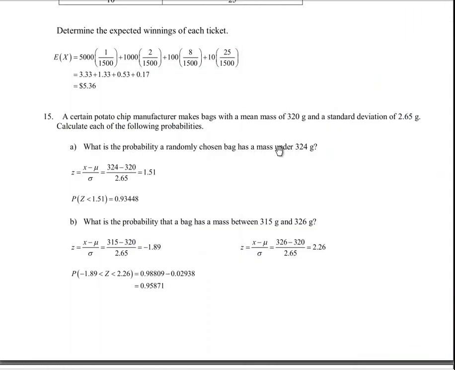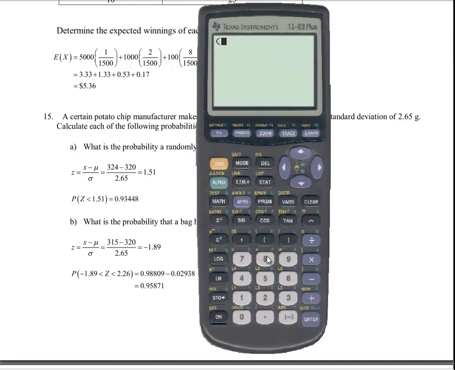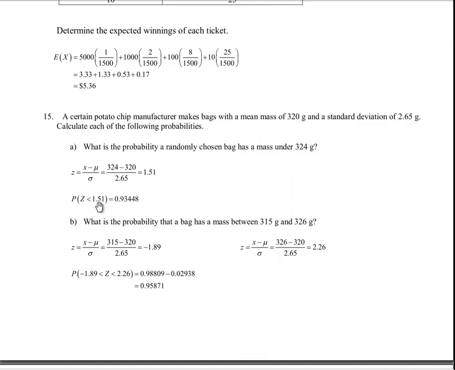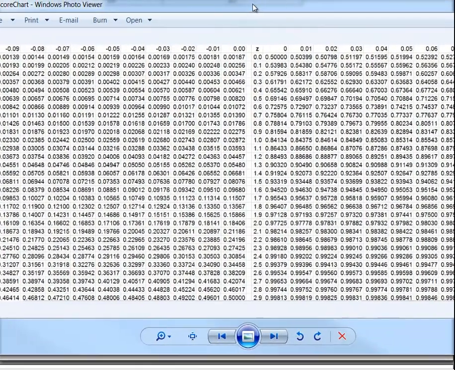So we're asked to find the probability of mass under 324. So 324 goes in place of X. The mean is 320, so 320 here. And the standard deviation is 2.65, so 2.65 in the denominator. So the first thing I'd want to do is 324 minus that 320, divided by 2.65. And so that gives about 1.51. Now we're trying to find the probability it's less than or equal to 1.51.